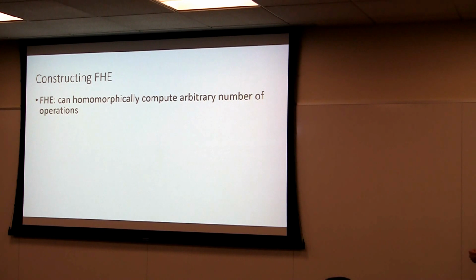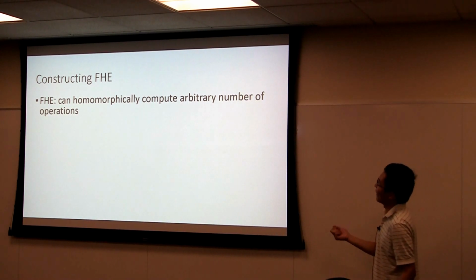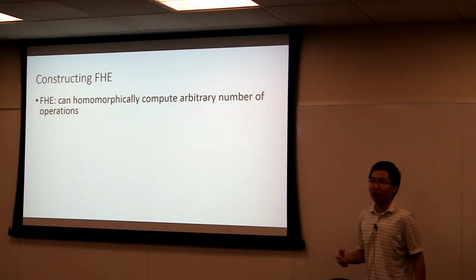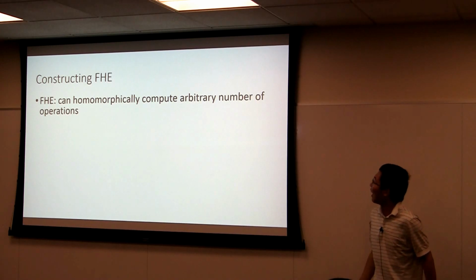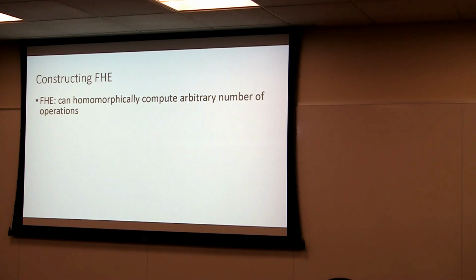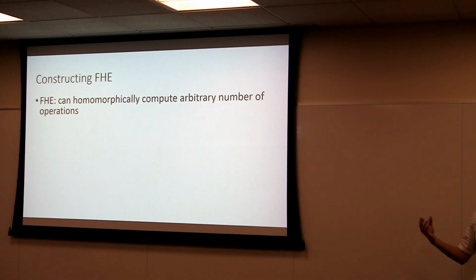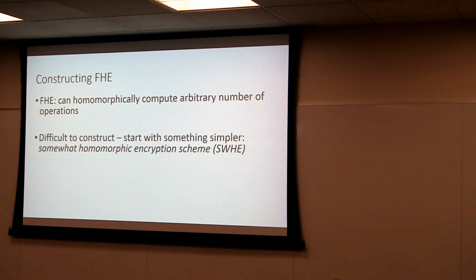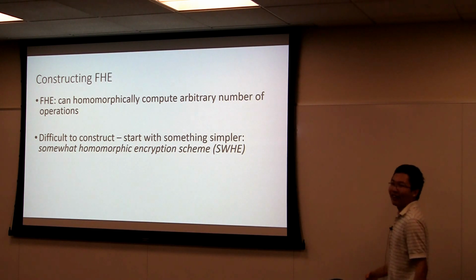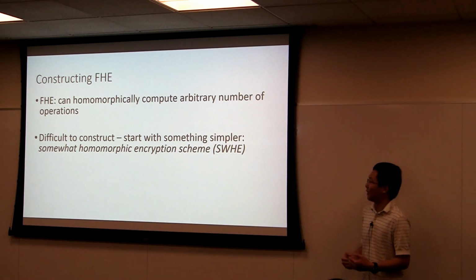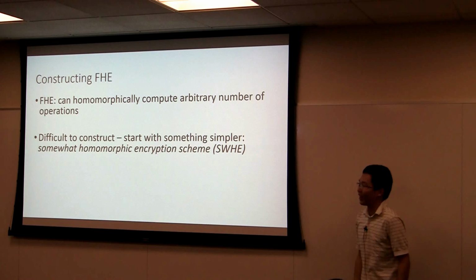The first thing to note is that, as I've said, fully homomorphic encryption, or FHE, allows you to compute arbitrary functions on encrypted data. And this is actually really hard to construct. That's why it really remained an open problem for 30 years. So let's be less ambitious for now. Let's try to compute something that's a little bit simpler. Let's start with a somewhat homomorphic encryption scheme.